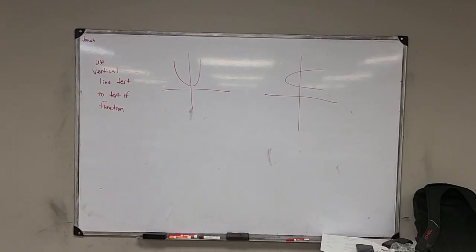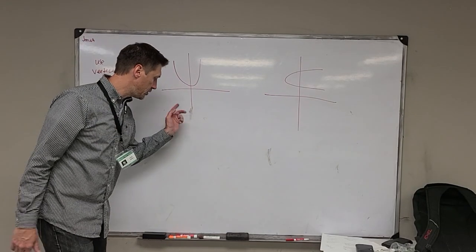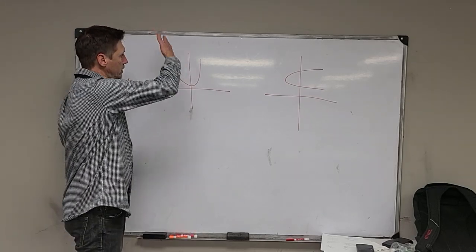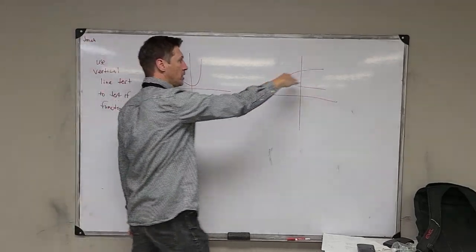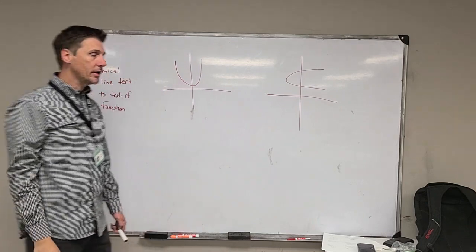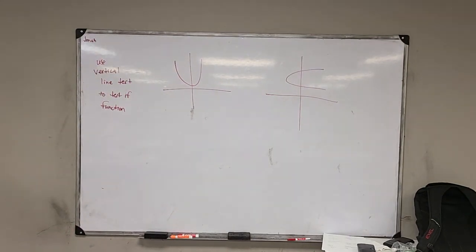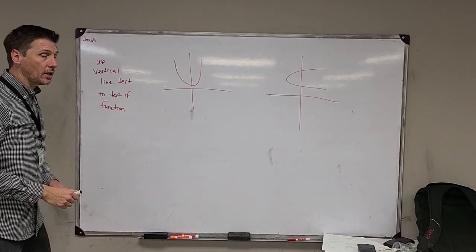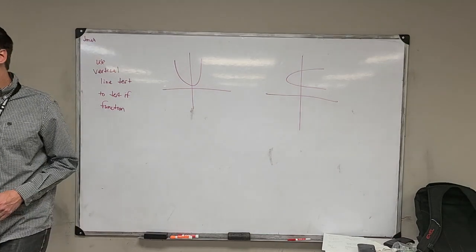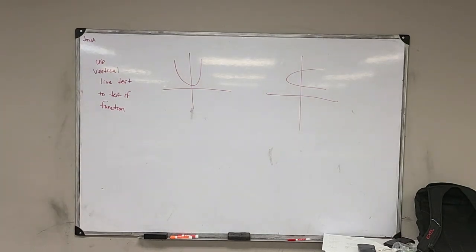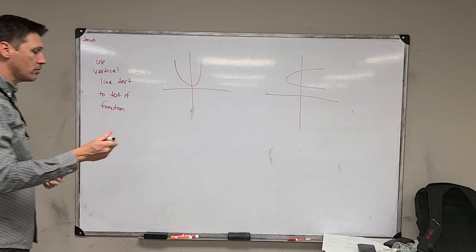All right, so we use the vertical line test to see if it's a function. I've got two graphs here, one that's like a U going up that way, one that's like the letter C. The vertical line test says if you can draw a vertical line and it goes through more than one point on the graph, then it is not a function. It's only a function if it goes through only one point.